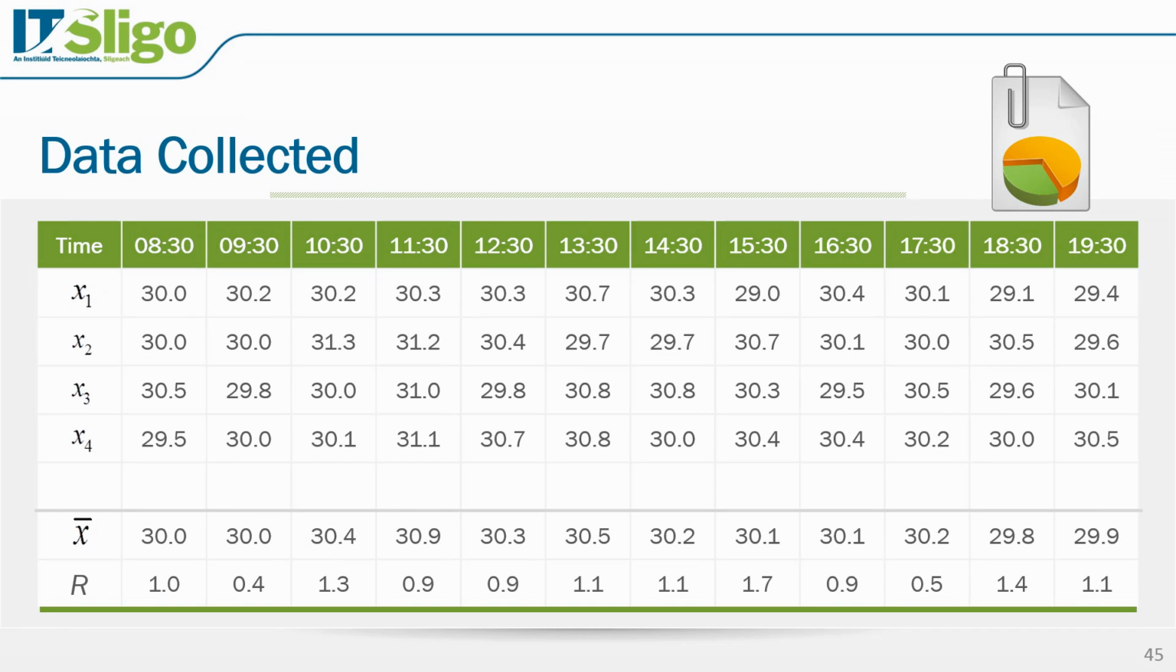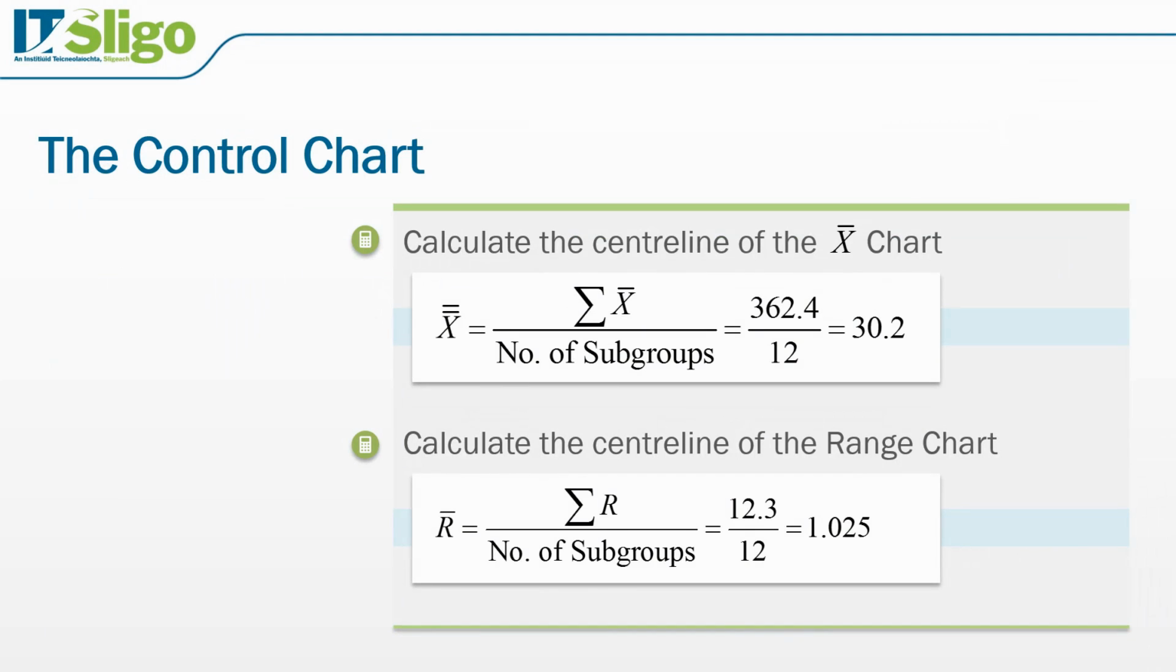We perform a similar calculation for our range chart. We take the sum of all these ranges and divide by 12. So the sum of all the ranges is 12.3. Dividing by 12 gives us an average range, or R-bar, of 1.025. We now have the center lines for our X-bar and R chart.